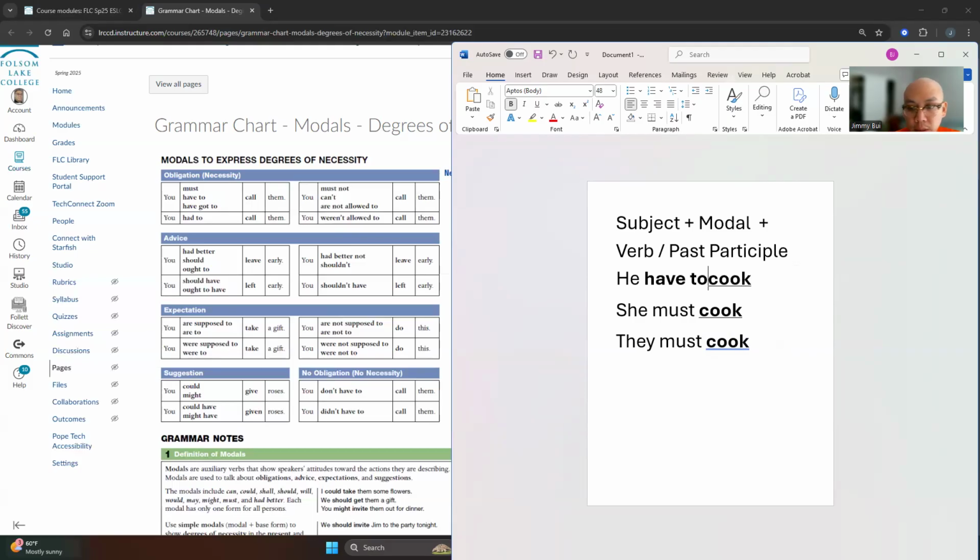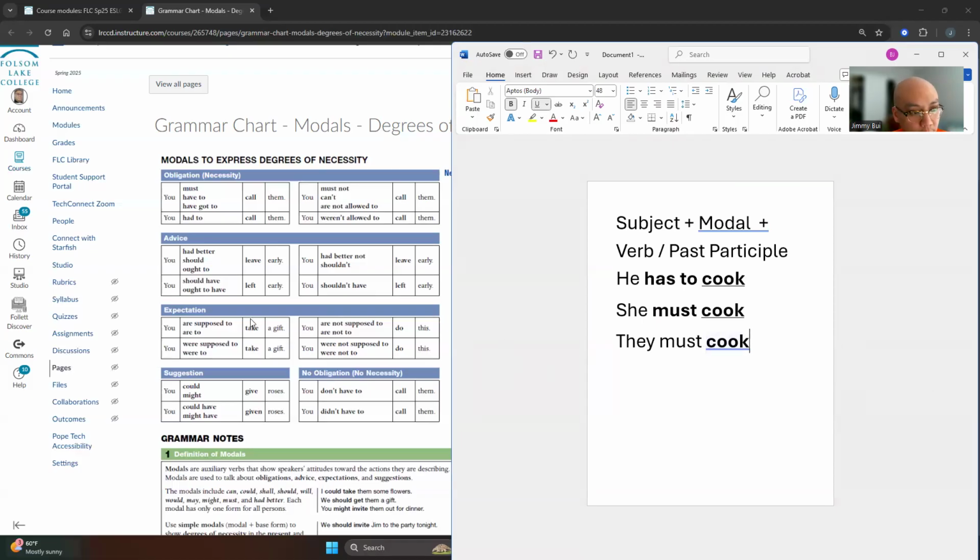Have to. So this rule will be you have to call them. Same thing. He, she has to, right? Because this is going to be used in the simple present. So third person singular, has to. She has to cook. Must is going to be the same.